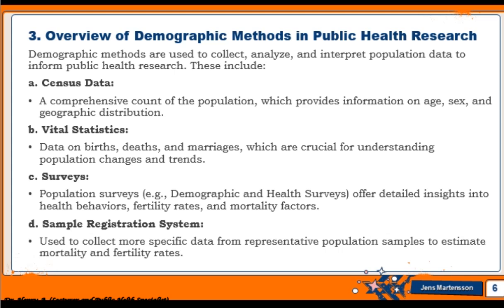Finally, under demographic methods, you have the sample registration system. The sample registration system is used to collect representative data from a specific sample of the population. Note that word, a specific sample of the population. You look for one particular area and then you specifically go to that area to get the data. It's not general. Now, this system estimates both mortality and fertility rates in regions where it may be difficult or expensive to conduct a full census.